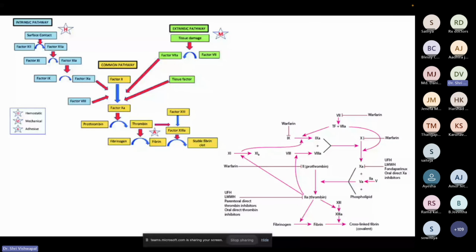And we have low molecular weight heparin, which acts on factor 2A, which is thrombin. And I guess this would be a rough idea for how these antiplatelet and anticoagulant drugs act on each pathway and each factor.